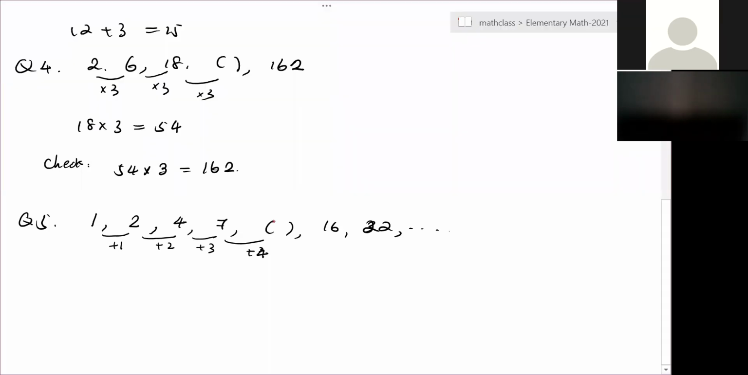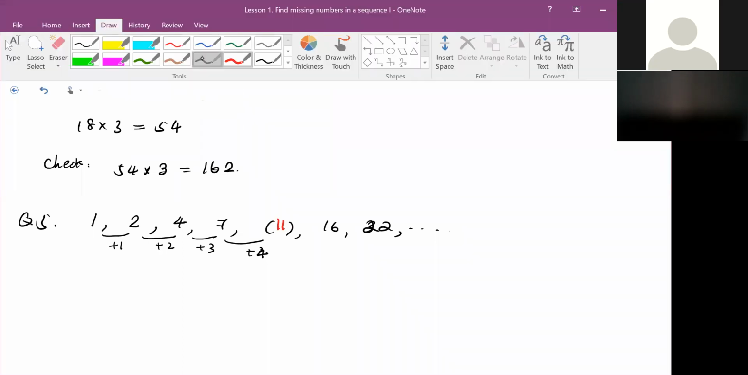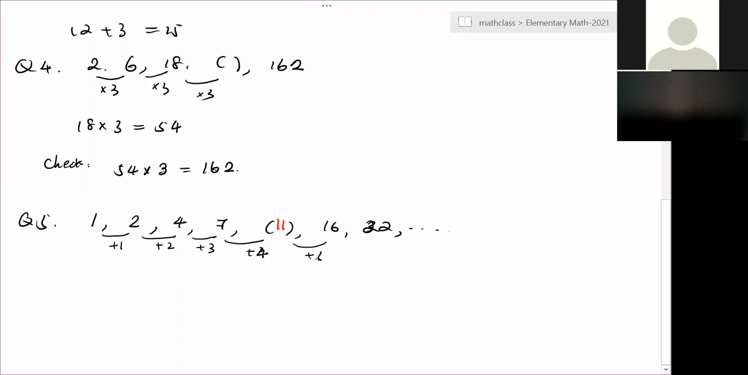If that number, let's put 11 here, but you double check for the rest of it. So then you add 5. Oh, you get 16. Then you add 6. Yeah, 16 plus 6, 22. Great. So this must be the answer.